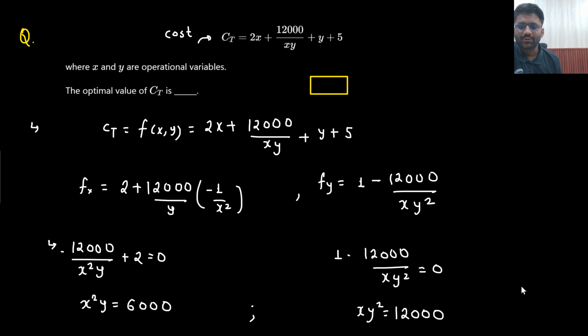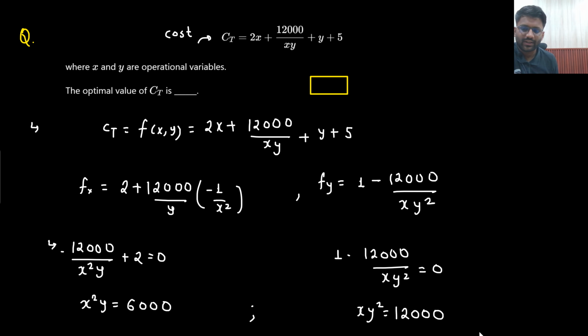Yeah, so did you solve this equation? So how we will solve it? From here I can get the value of y. No, I need the value of xy. So from this equation I can get the value of y, which is 6,000 divided by x square, right? What is y? Y is nothing but 6,000 divided by x square, and the next equation that is given is xy square equals to 12,000.